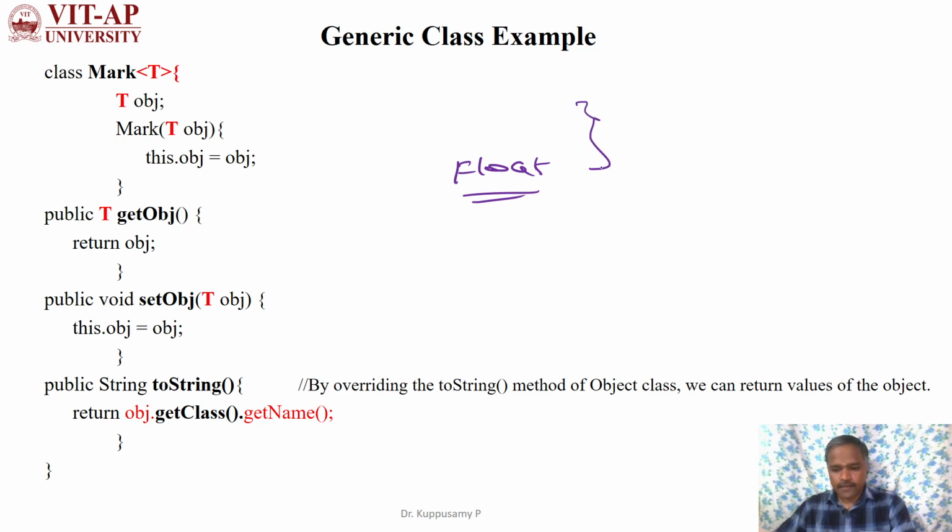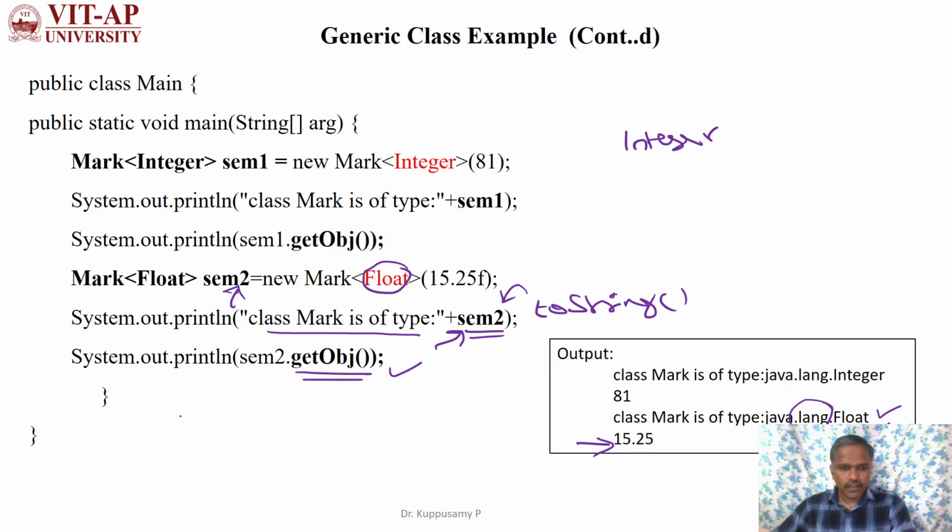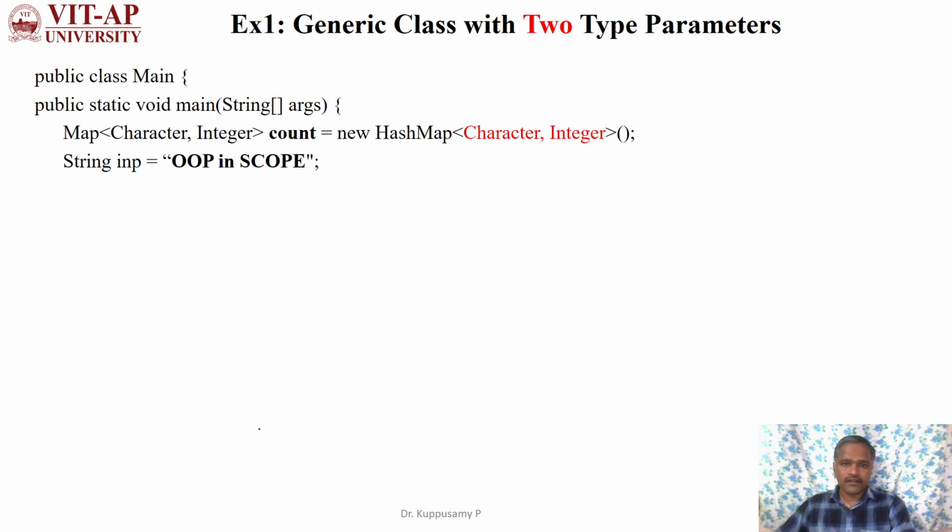So at each time, whatever variables the user is defining here, that can be used here. That is the purpose of the generic variable T, which is carrying different types of data, different objects, at different moments. Okay, so now we are seeing one more example by defining two type parameters.